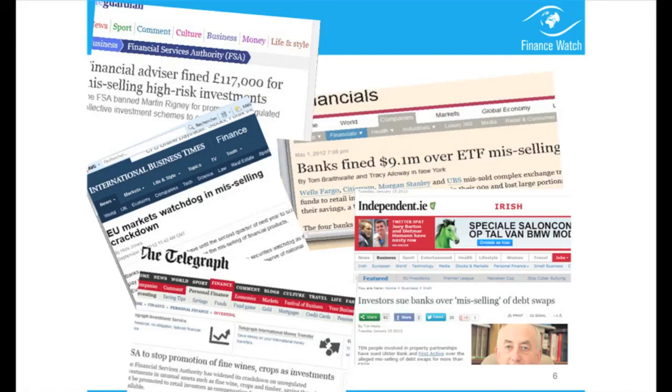And in our example, things were actually worse, as some unscrupulous salesmen convinced some of their clients to borrow in order to buy more of these products. And when the value of the investments collapsed, people were left to pay interest on their loans, but did not receive any more interest from their investment. So this is a typical example of mis-selling.